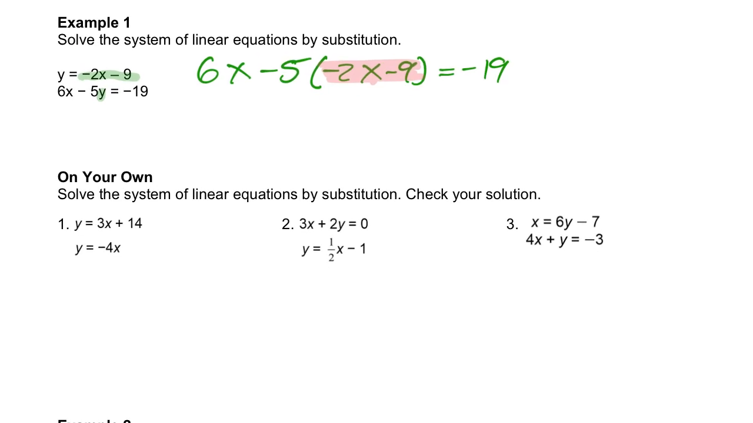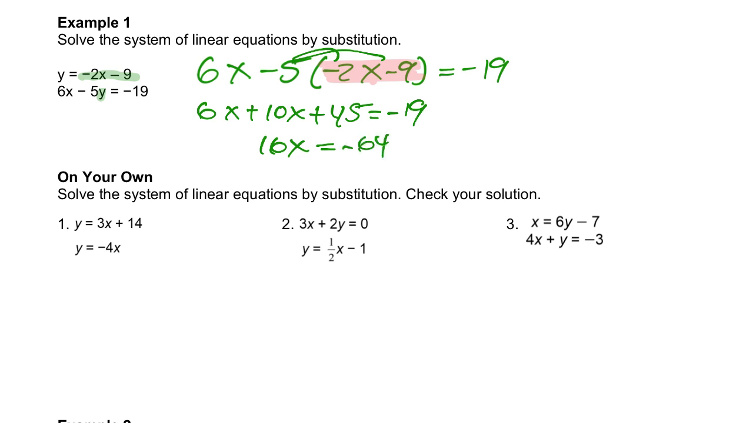So if we solve this equation, we are going to get 6x plus 10x, because we have to do our distributive property, and then we're going to get a plus 45 equals negative 19, which will get us to 16x. And if I subtract the 45 from both sides, I'm going to get a negative 64. And then when we divide by 16, we get x equals negative 4. So I didn't show all those steps here, but there's my first part, x equals negative 4.